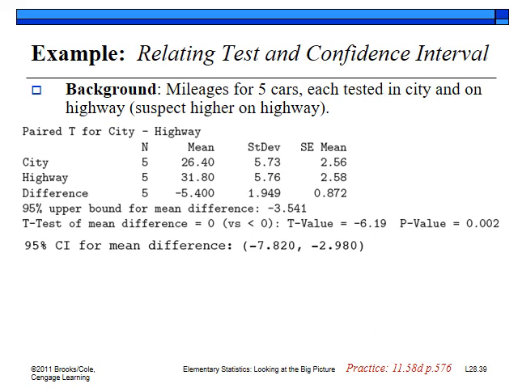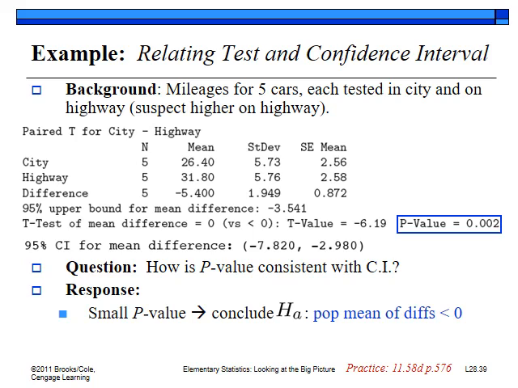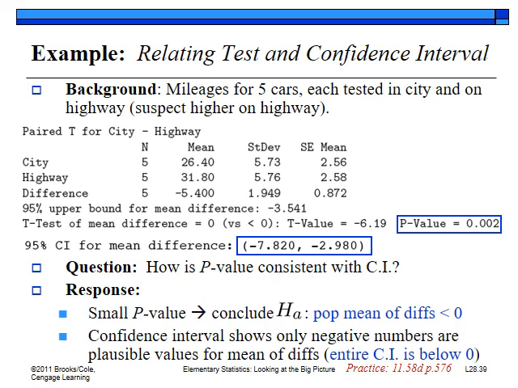How do these two things relate? Well, notice that 0 is not in the confidence interval. The small p-value led us to reject the null hypothesis, which was that the difference in the population had mean of 0. Our confidence interval reflects that. 0 is not in the confidence interval.